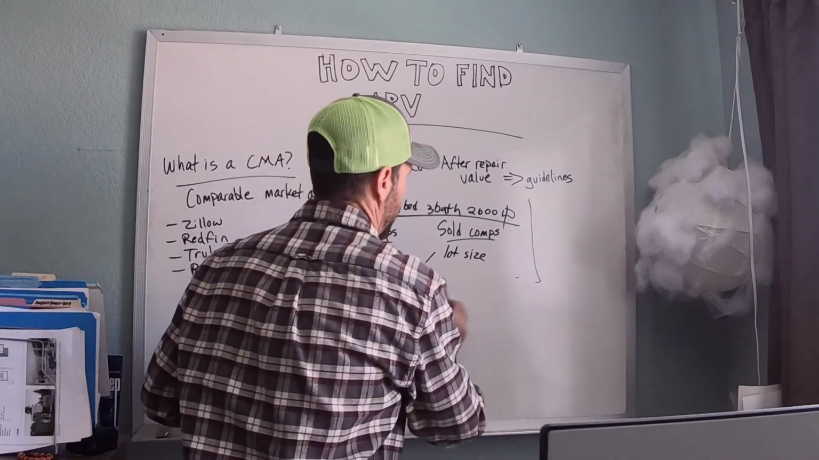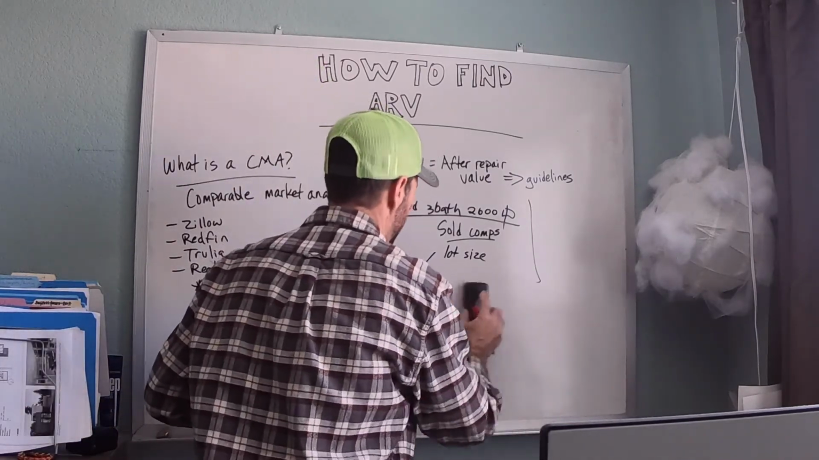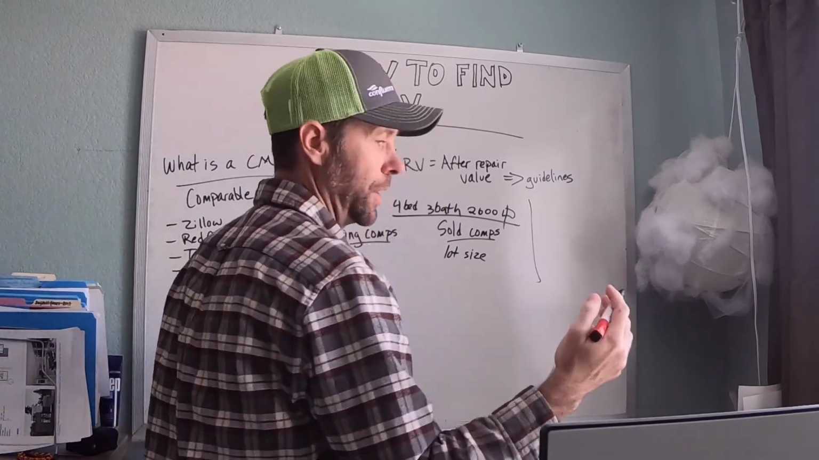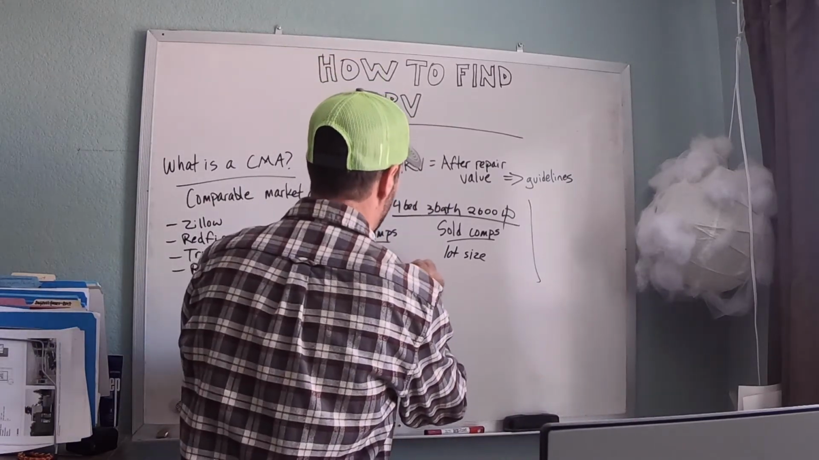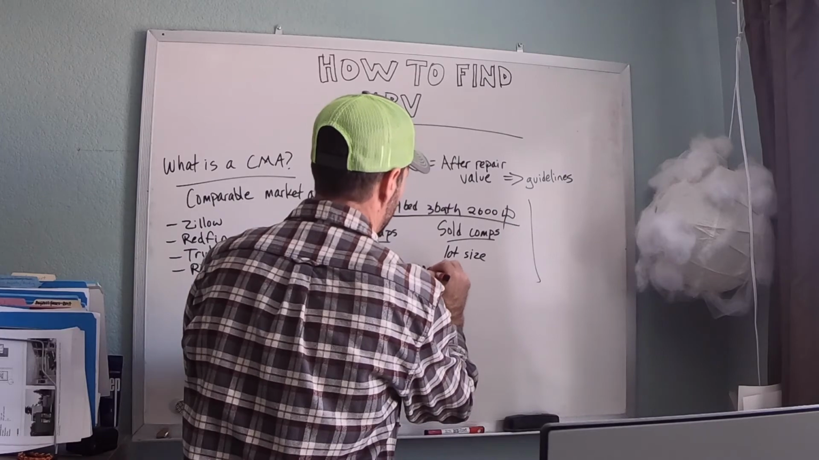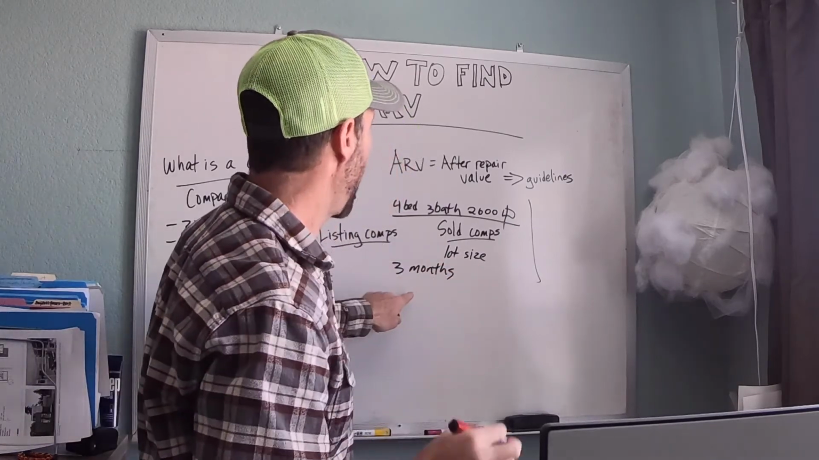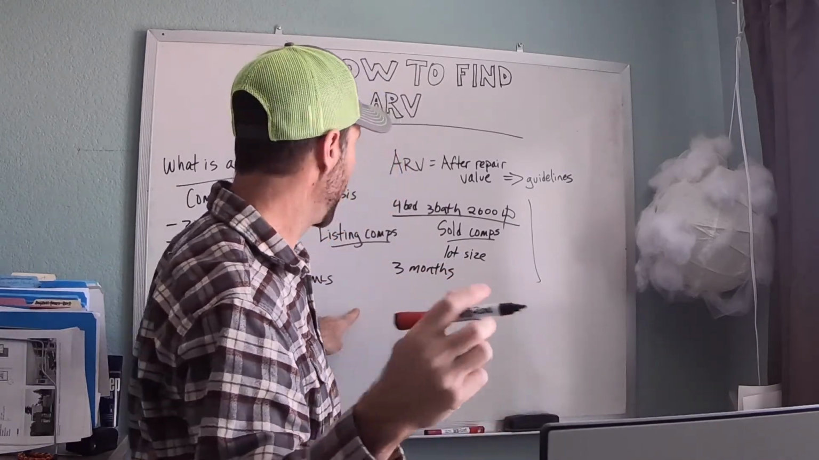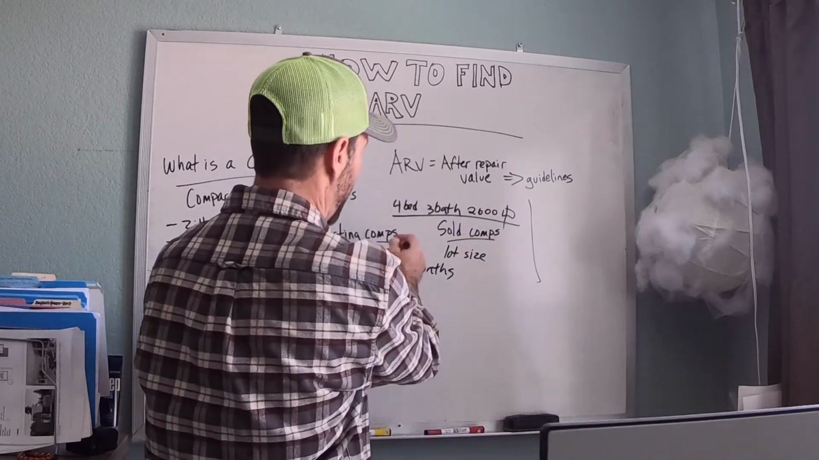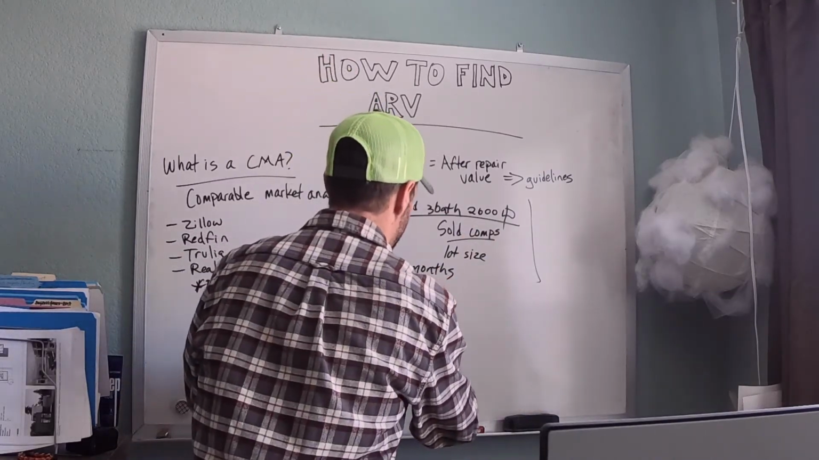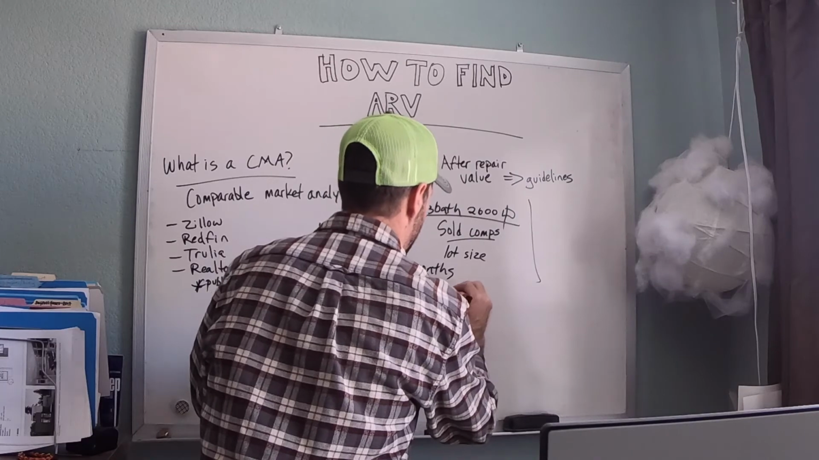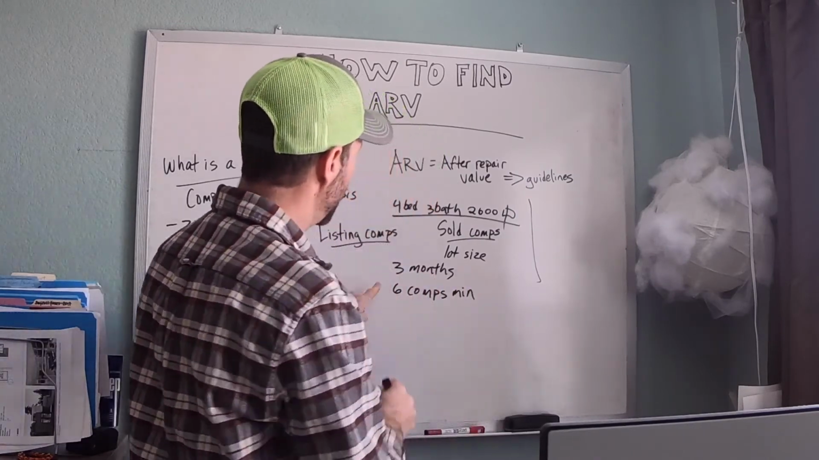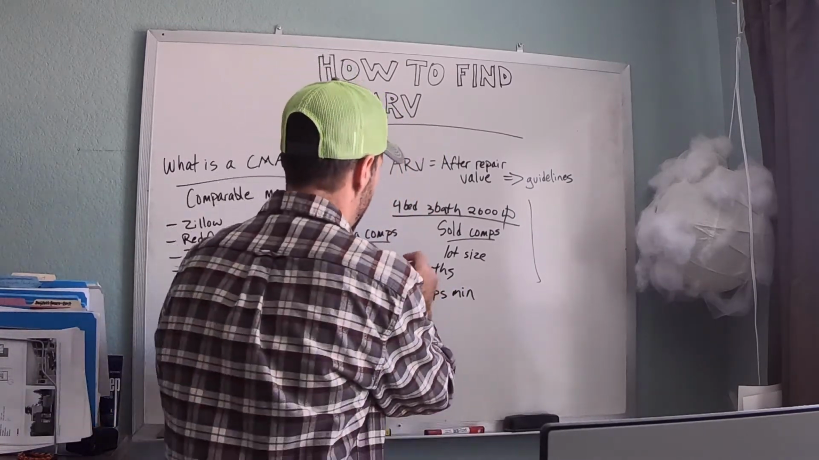So in saying all that really quickly, I know this is a little long-winded, you want to start your comps going 3 months back, okay? 3 months. If you don't have, and I like to do it this way, if you don't have at least 6 comparables from each of these groups, so 6 comps minimum, okay? Then you may have to change this number and go 6 months back.